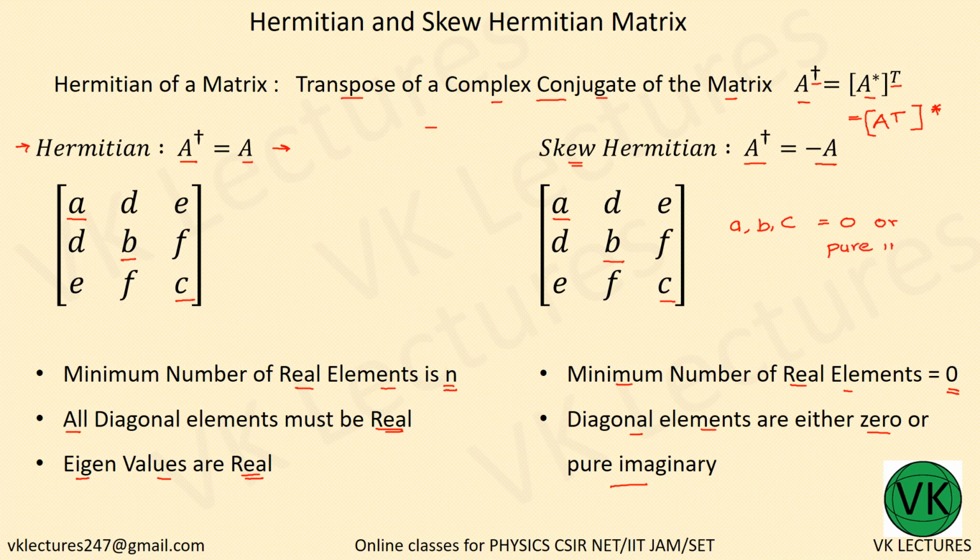Pure imaginary number examples are minus i, 3i, i. These are the examples. That means it should not have a real part. It should not contain a real part. For example, 3 minus 2i cannot be the elements. The diagonal element cannot be of this form, 3 minus 2i.